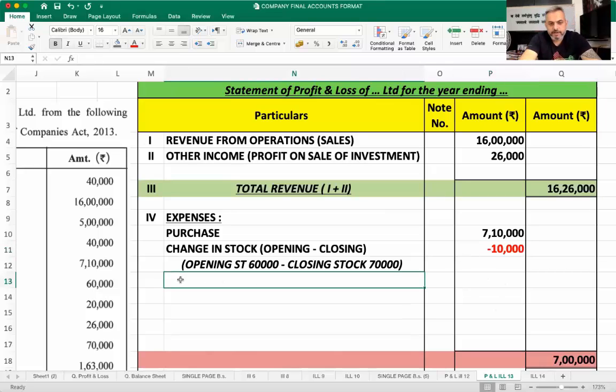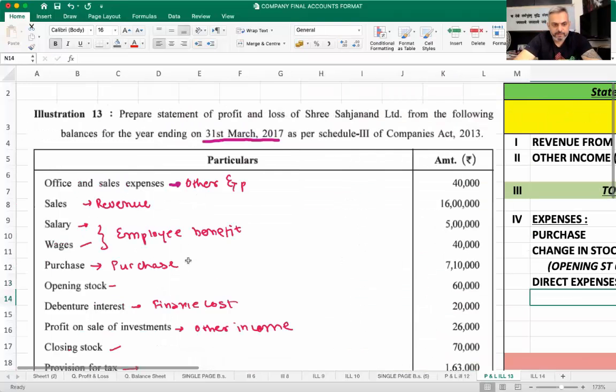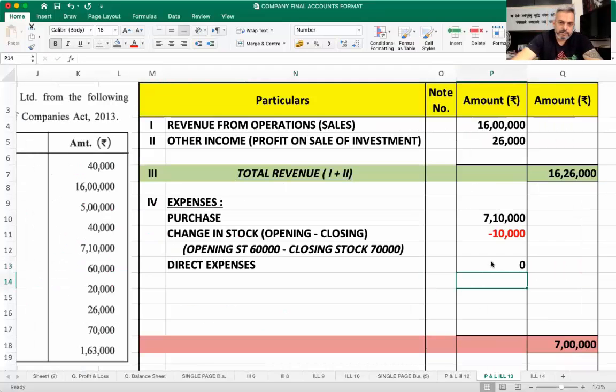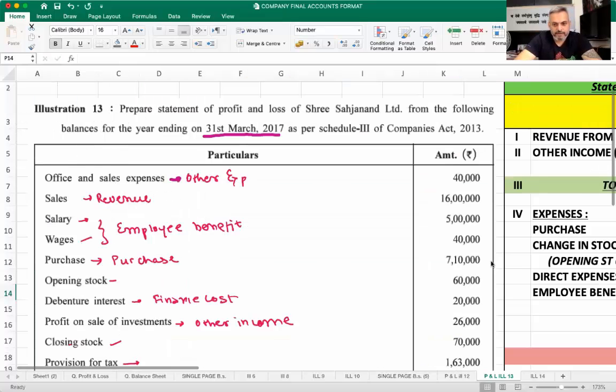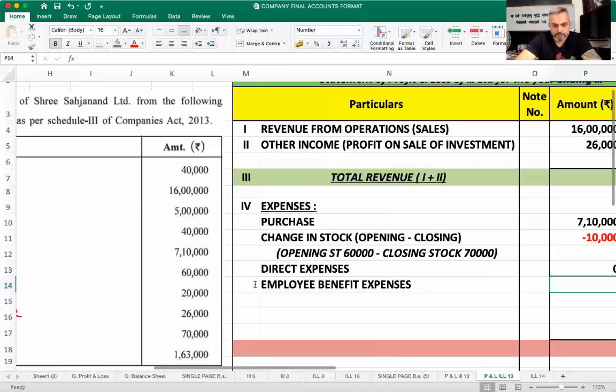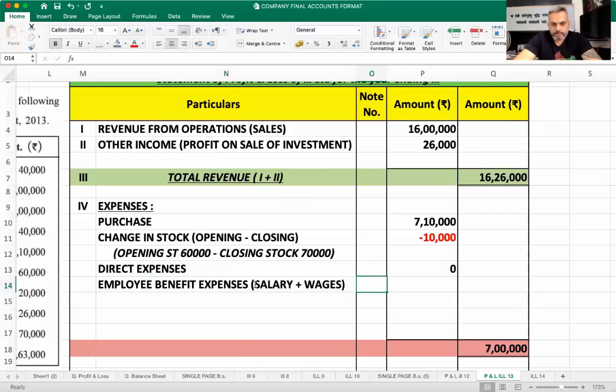Okay, so purchase, change in opening, change in stock, direct expenses. Now what do we have for direct expenses? Over here nothing, so 0. Employee benefit expenses, we have salary plus wages 5,40,000. In the bracket I'll write salary plus wages 5,40,000.